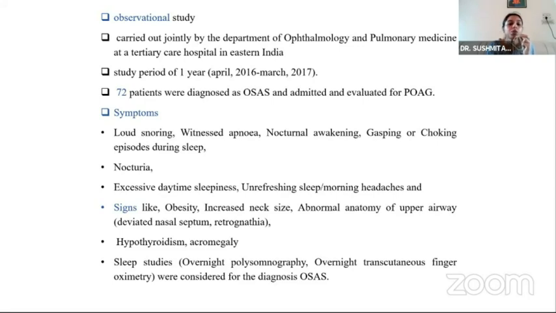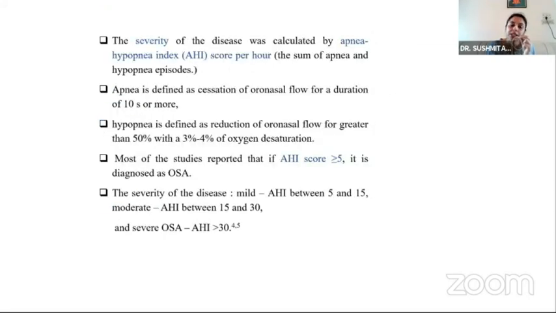These patients presented with symptoms of loud snoring, nocturnal awakening, and choking. Some had nocturia, some had excessive daytime somnolence and unrefreshing sleep, and they presented with signs like obesity and increased neck size. Some had hypothyroidism and acromegalic features as well. We performed overnight polysomnography and transcutaneous finger oximetry in these patients to diagnose OSAS.